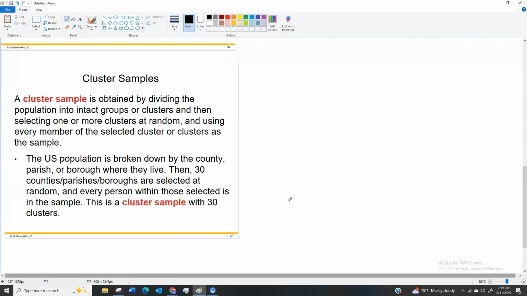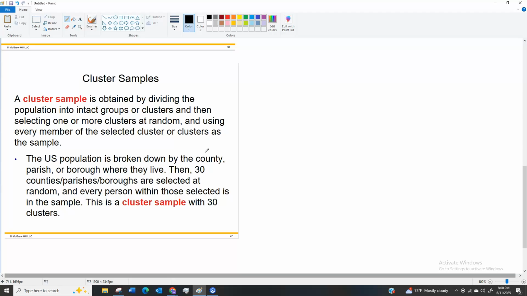And then last, cluster samples are obtained by dividing a population into intact groups. And then you can either select one cluster or group or a few clusters or groups. You wouldn't select them all because that would be the entire population. But here's a good example. You have all the counties, parishes, or boroughs, depending on what state you live in. Every state has subdivisions, counties, parishes, or boroughs.